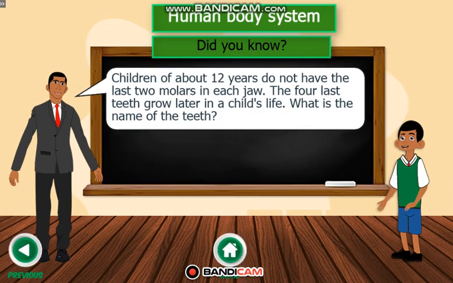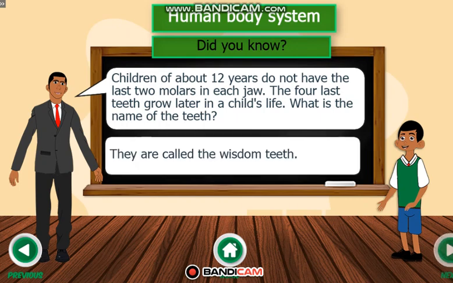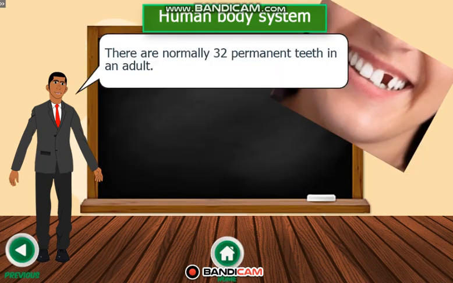Children of about 12 years do not have the last 2 molars in each jaw. The 4 last teeth grow later in a child's life. What is the name of the teeth? They are called the wisdom teeth. There are normally 32 permanent teeth in an adult.